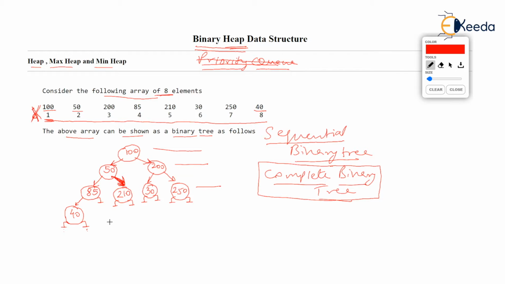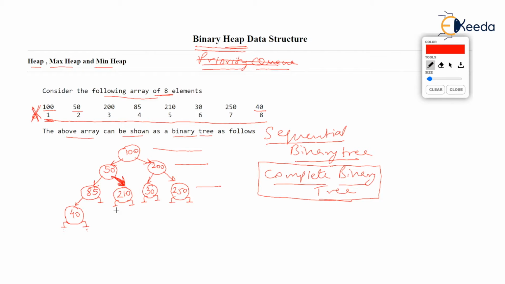So except the last level, all the levels are filled and the nodes are as far left as possible always. So this 40 is towards the left as much as possible. And if you are not adding any nodes, they should be to the right here. The right portion should be empty.